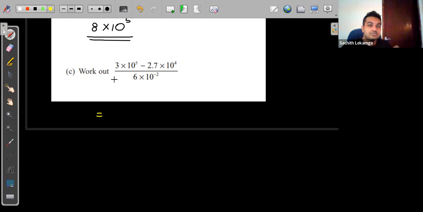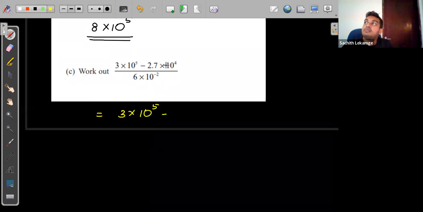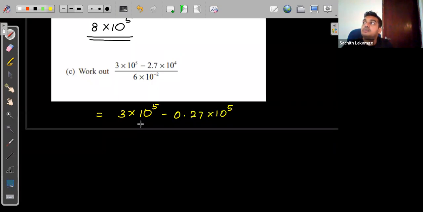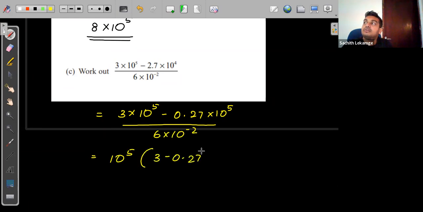We need to check, right. I have checked that. But this is how I do this. I'm writing it 3 into 10 to the power of 5 minus this one also I'm going to make the same power, which means 0.27 into 10 to the power of 5, over 6 into 10 to the power minus 2. Then I'm taking 10 to the power 5 out, 3 minus 0.27 over 10 to the power minus 2 into 6.